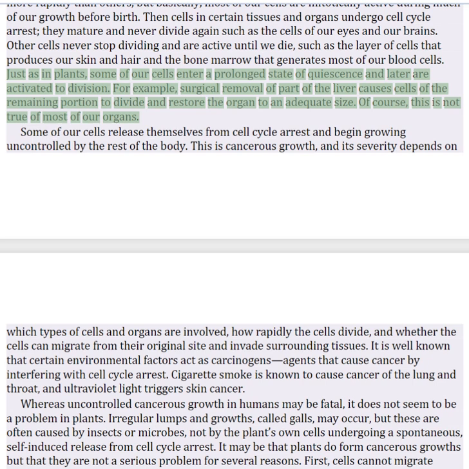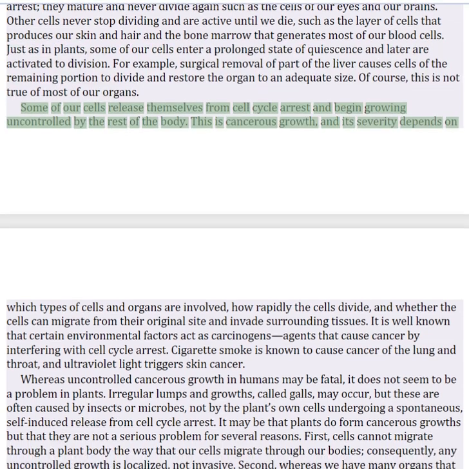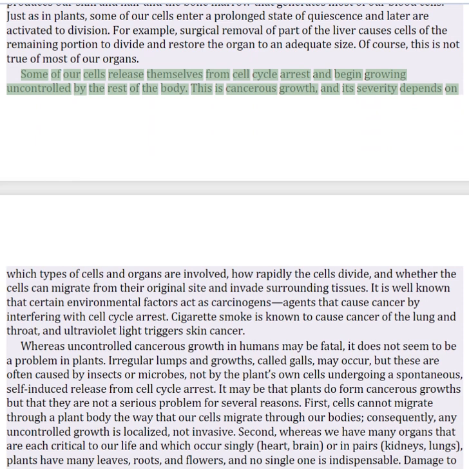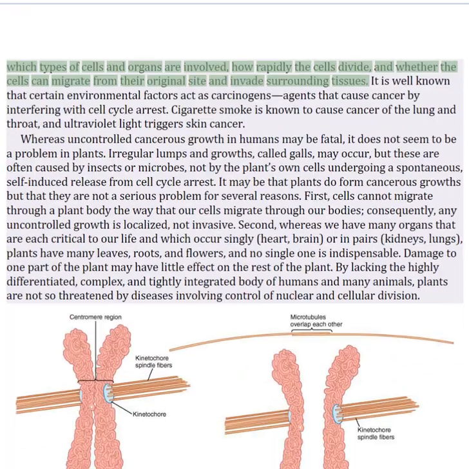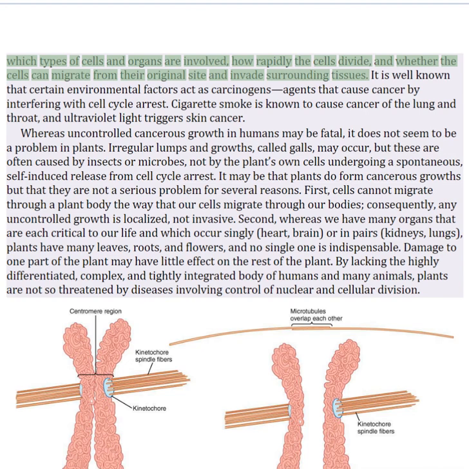For example, surgical removal of part of the liver causes cells of the remaining portion to divide and restore the organ to an adequate size. Of course, this is not true of most of our organs. Some of our cells release themselves from cell cycle arrest and begin growing uncontrolled by the rest of the body. This is cancerous growth, and its severity depends on which types of cells and organs are involved, how rapidly the cells divide, and whether the cells can migrate from their original site and invade surrounding tissues.